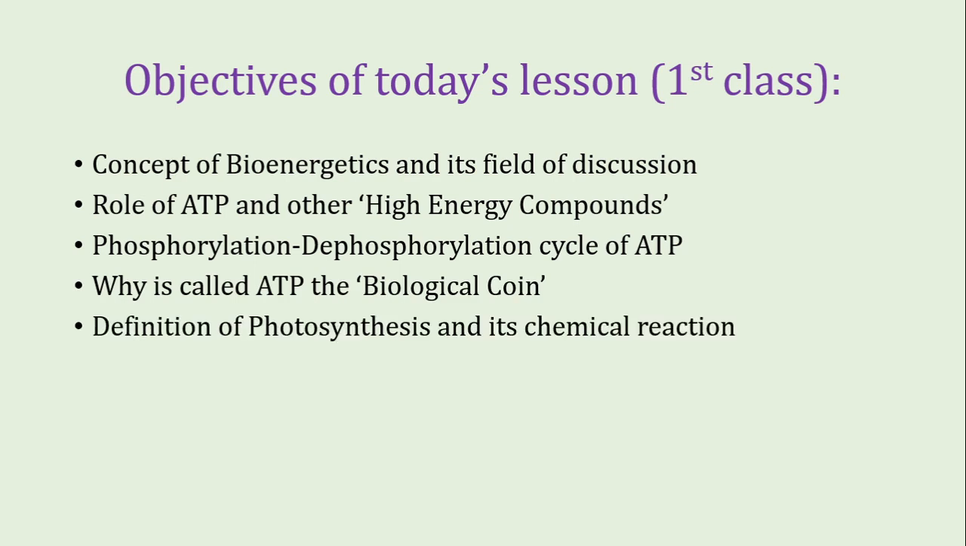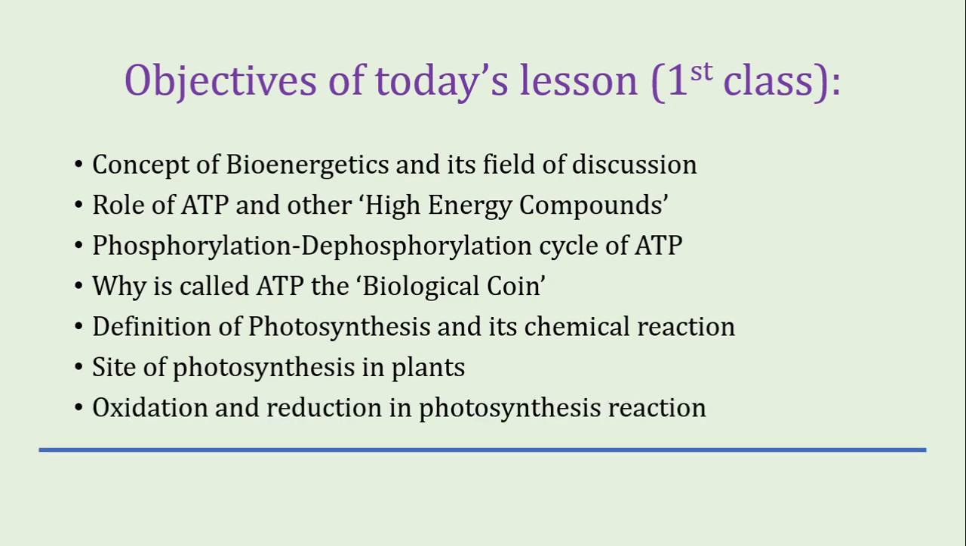Definition of photosynthesis. We know this from the early classes like class 5 or 6. And we will examine its chemical reaction. We will discuss the chemical reaction in detail, and the site of photosynthesis in plants, the mesophyll tissue of leaves, that is the main site of photosynthesis. Oxidation and reduction process in the photosynthesis reaction. Here the concepts of chemistry like oxidation and reduction come in to explain the reaction of photosynthesis.